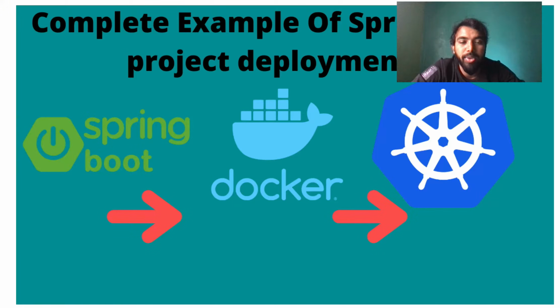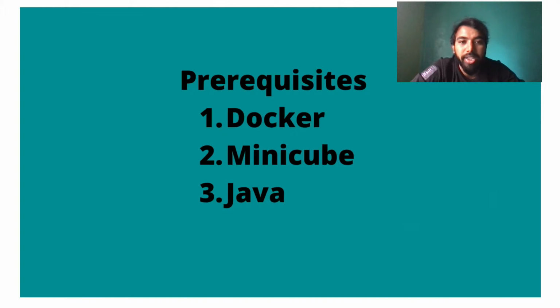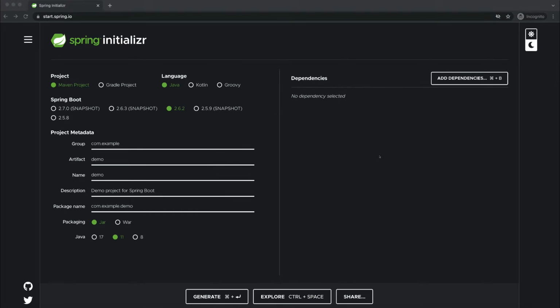I have Docker installed on my local machine, and Kubernetes also, which is Minikube. So the prerequisites are that you have Docker on your system, then Minikube on your system, and Java. Once you have all these requirements, let's jump to our first step, creating a Spring Boot microservice. Start with our first step, which is creating the Spring Boot application.